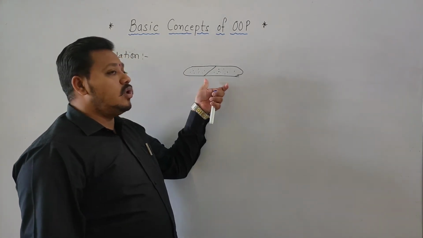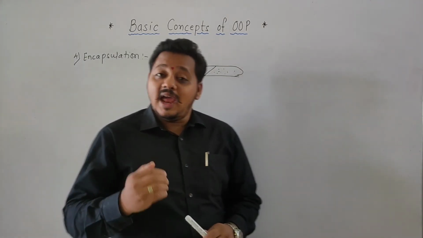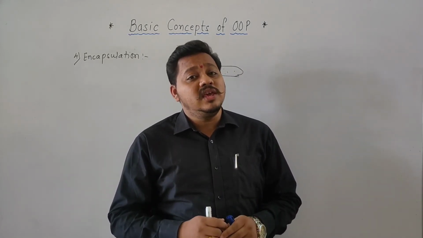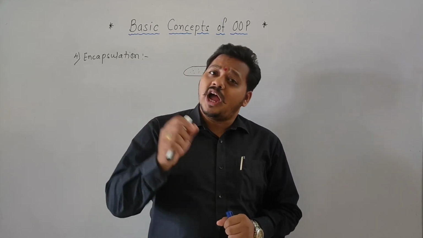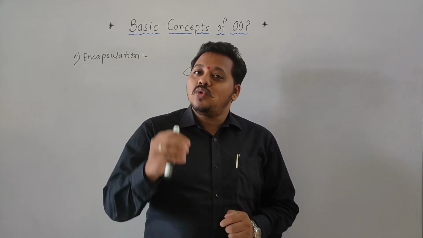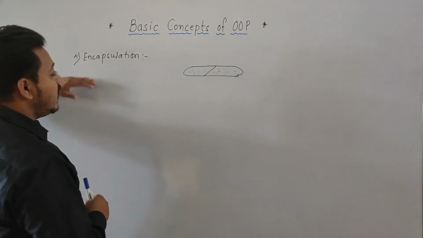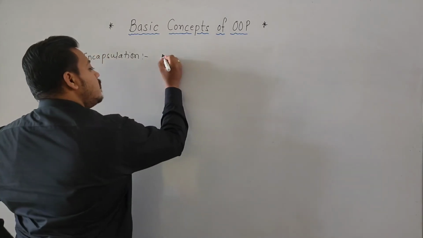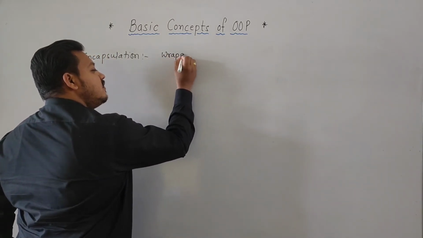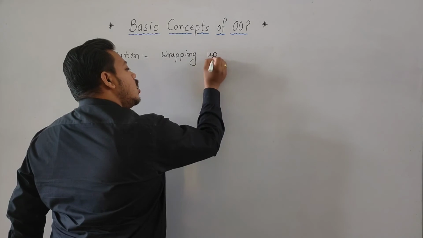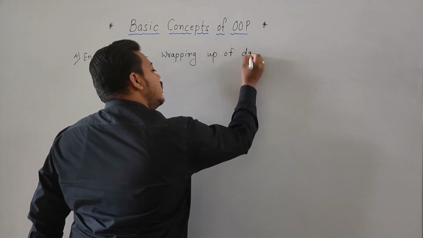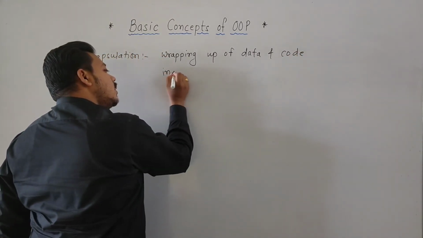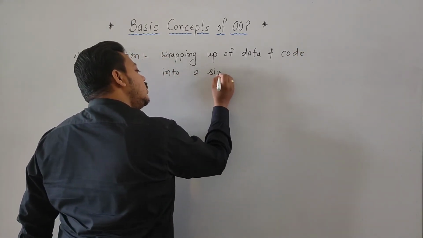So in a capsule we are hiding this material, and in object oriented programming the most important thing is data. So we need to hide the data. In order to hide the data, we use encapsulation. What is the meaning of encapsulation? Wrapping up. The definition is wrapping up of data and code into a single unit.